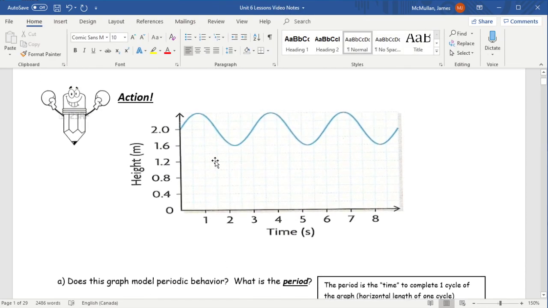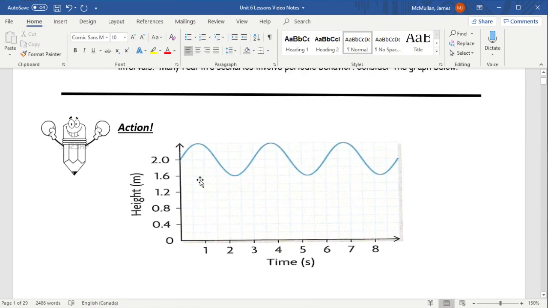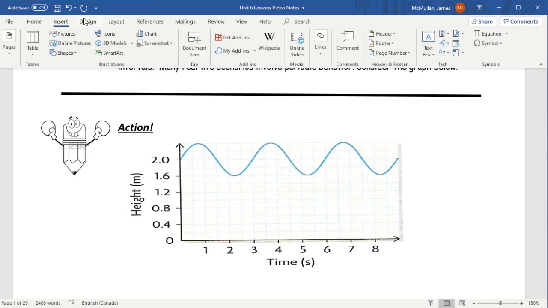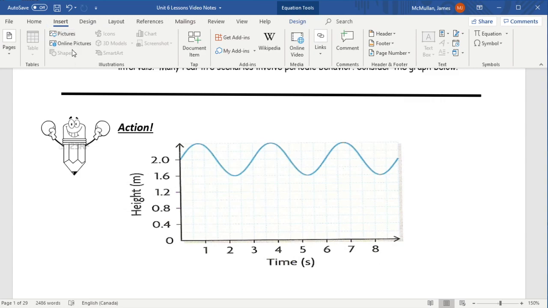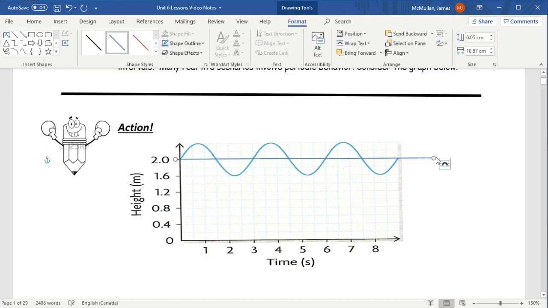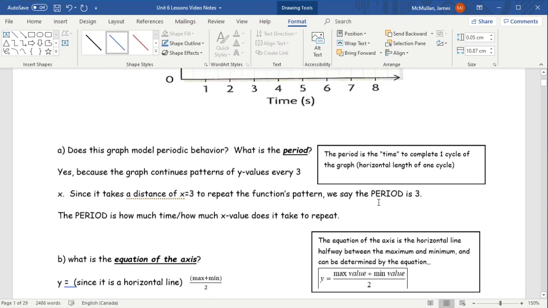So if we go back up to this one, the minimum is 1.6, the maximum is 2.4. 2.4 plus 1.6 is 4, divided by 2 is 2, and I draw this line straight across at 2, right? So it would look, on yours if you have it on paper, like that. It won't let me draw a shape on another shape, but try it here, I guess. It just looks like that, right? It's a straight horizontal line at y equals 2.